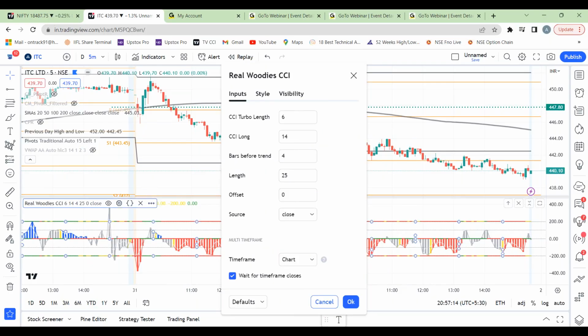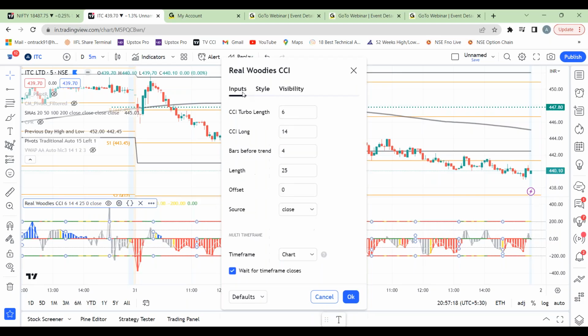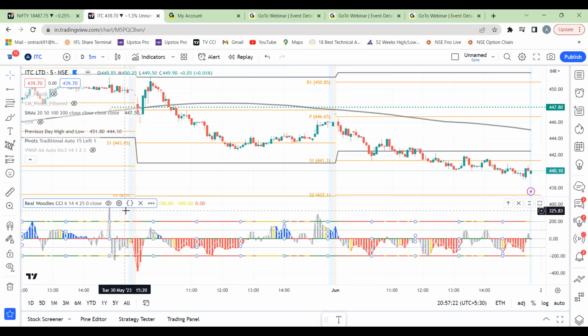Settings of this are shared in the guidelines group. Please go through that and apply them on your charts. I've shared detailed settings in the guidelines group. If anyone wants any assistance, you can reach out to our support team on our Telegram, and you can take the necessary guidance. These are simple settings, you need to spend time and understand. Okay, now coming to Real Woodies.